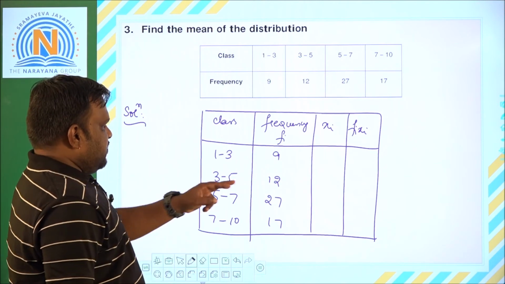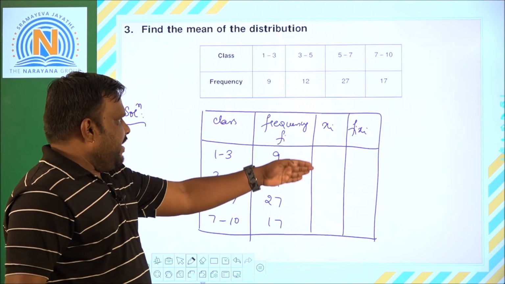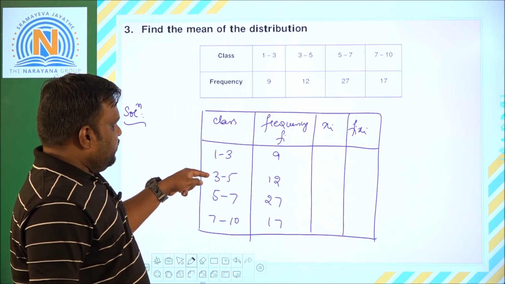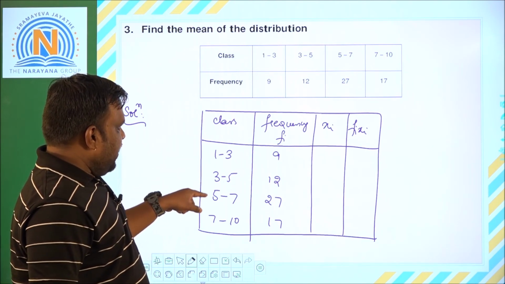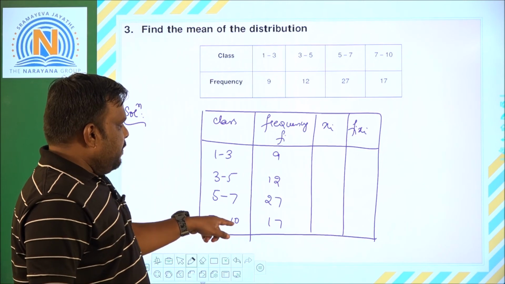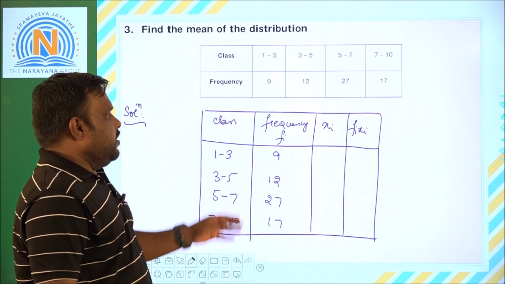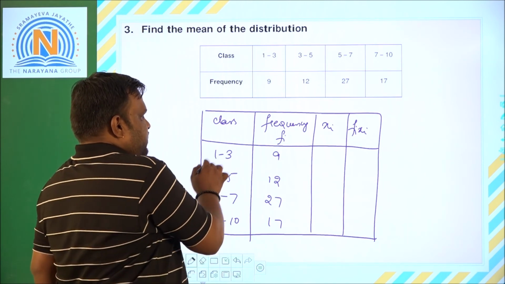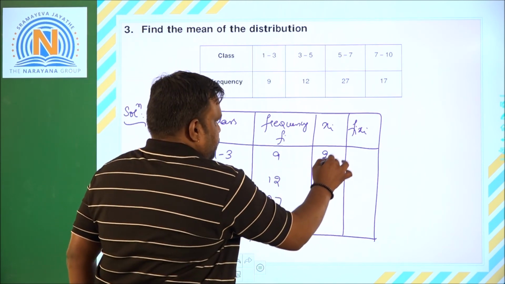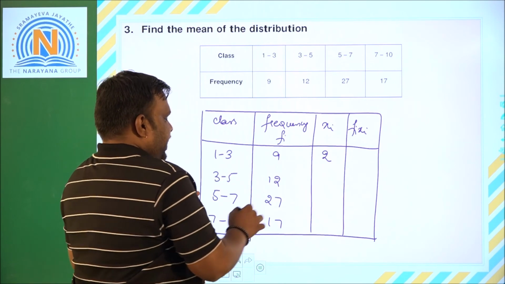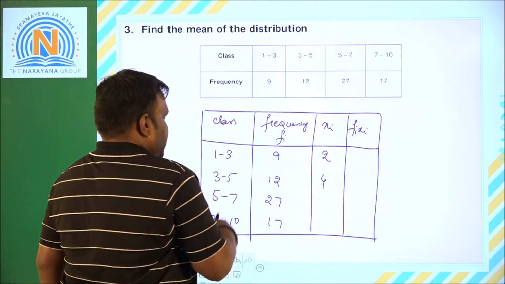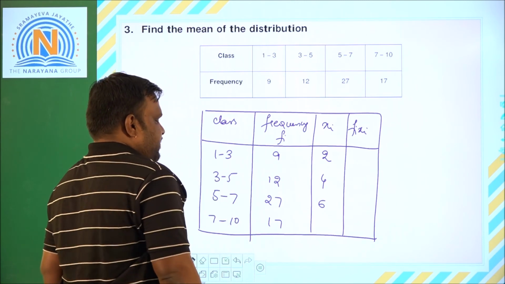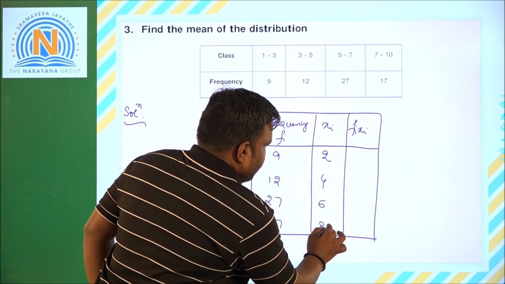Here when you come to the classes, if the class widths are same, we could have added directly the class width. But here, if you observe properly, when you subtract the lower limits of the last two class intervals, 7 minus 5 is 2, but 10 minus 7 is 3. It's not same. That's why we will apply the normal method for finding out the class marks. So that is 1 plus 3, that is 4 by 2, that is 2. Again, 3 plus 5 is 8, 8 by 2 is 4. 5 plus 7 is 12, 12 by 2 is 6. And 7 plus 10 is 17. 17 by 2 is 8.5.